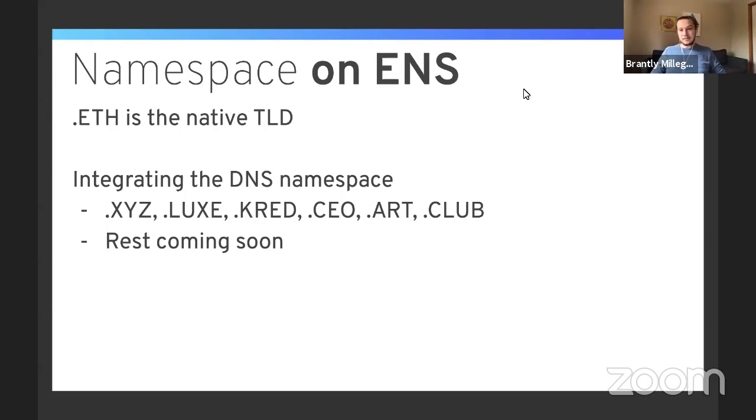To be very clear, let's say if you own brantley.xyz and you claim that on ENS, you don't get brantley.eth. That's a different name. Somebody else could own that, it's a totally separate thing. If you have brantley.xyz and you claim it on ENS, you have brantley.xyz on ENS. This allows for very interesting use cases.